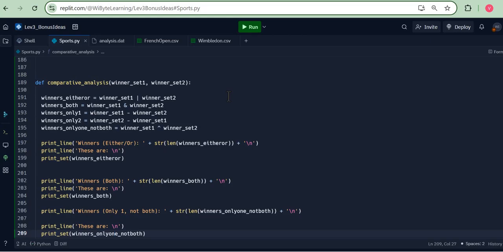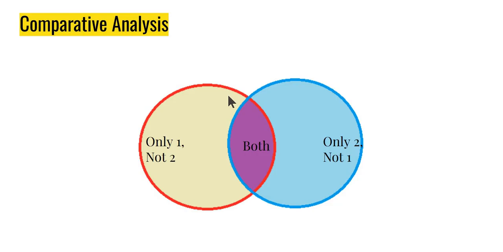And then from subsequent videos, we'll start to build those features. Basically, let's look at comparative analysis once again. The idea is that we are looking at 2 sets which have some overlap. So for example, I can figure out who are the people who have won both. That's this purple region here. And then there is individual: only Wimbledon, not French Open, only French Open, not Wimbledon.